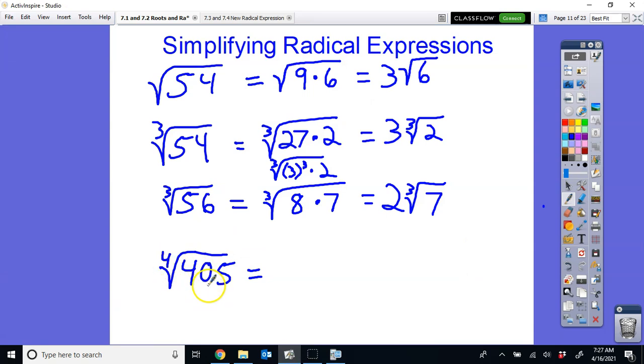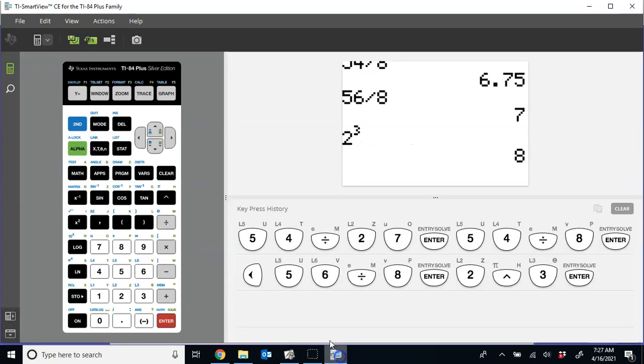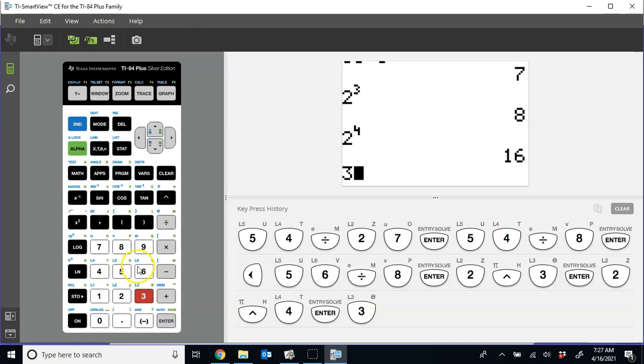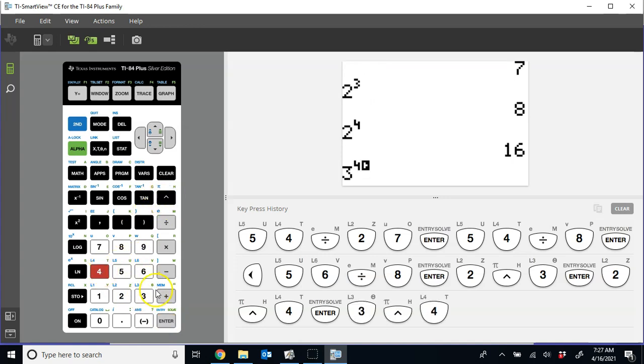But now we're not looking for perfect cubes anymore. We're not looking for perfect squares. We're looking for perfect fourth powers. So again, I go to my calculator. 2 to the fourth power is 16. 3 to the fourth power is 81.